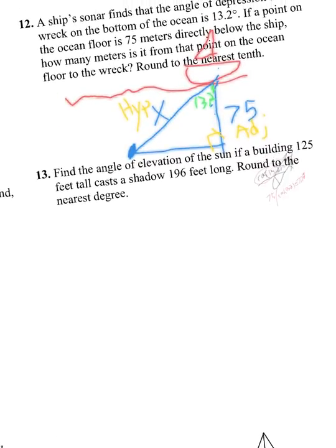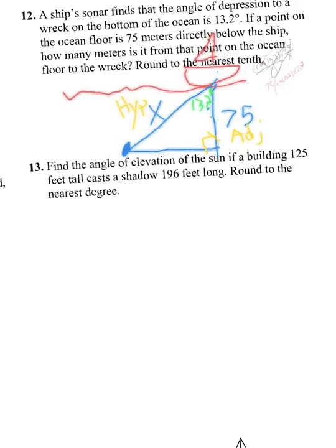Find the angle of elevation of the sun if a building is 125 feet tall and casts a shadow of 196 feet long. Okay, so you got the sun shining over here. You got a building, I guess, over here. And it's casting a shadow. Look, I made a right triangle. A terrible one. Let's make this slightly better.